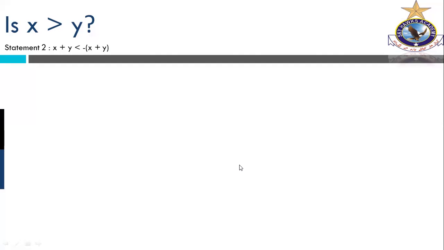So this is the time to evaluate statement two, that is, the sum is less than the negative sum. The mathematical expression is x plus y is less than negative (x plus y). What I mean to say is that the positive sum of two numbers is less than the negative sum of the same two numbers. Are you getting what I'm saying?